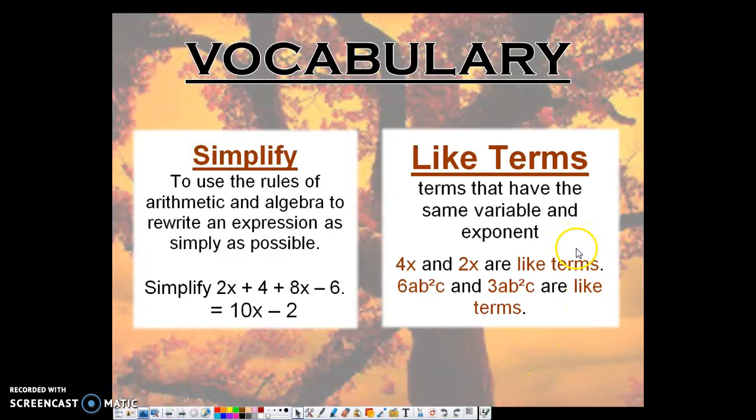Like terms are what I was talking about, where they're the same family. They have the same end. So 4x and 2x are like terms. This has ab squared c. This has ab squared c. They are like terms.